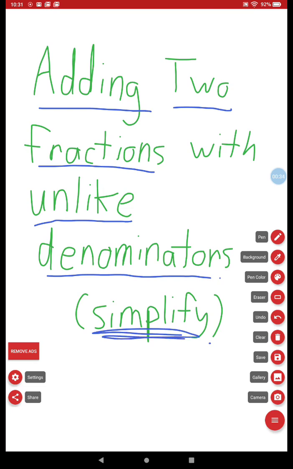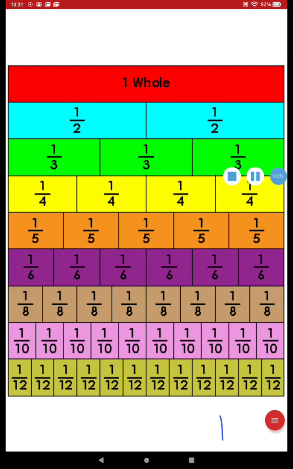All right, well, to help us understand what unlike denominators are, let's take a look at our rainbow fraction chart. Okay, when I look at my rainbow fraction chart, I might have a fraction where it says 1/2 plus 1/4. Okay, well, let's find 1/2. Here it is. And now let's find 1/4. Here it is.